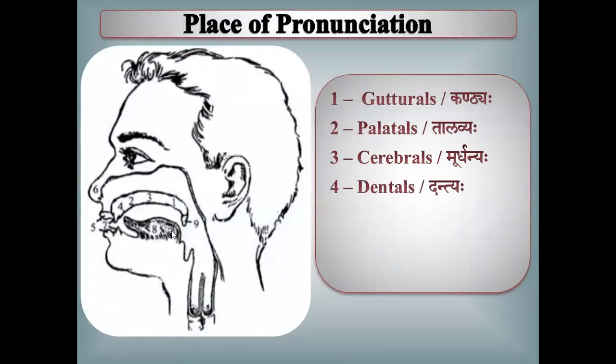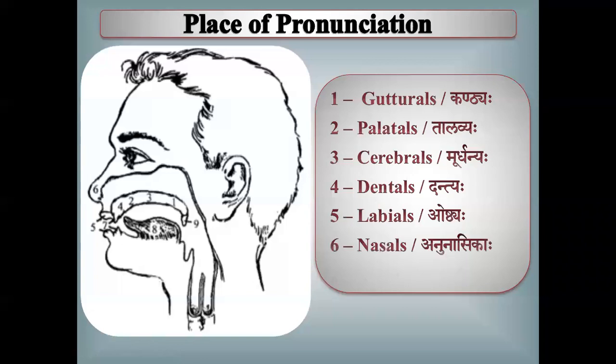And the fourth one is dental. The tongue, that is number 8, touches just above the upper teeth. They are called dentals. In Sanskrit, it is called dantya. And the fifth one, you can see the lips. Lips, number 5, touch each other. Therefore they are labials, oshtya. So, kantya, talavya, murdhanya, dantya, oshtya. These are the 5 places of pronunciation. All the vowels and consonants will come under these 5 places. Now we have learned the place of pronunciation of all the letters, so we will group them together and see. And the last one is nasal, anunasika.